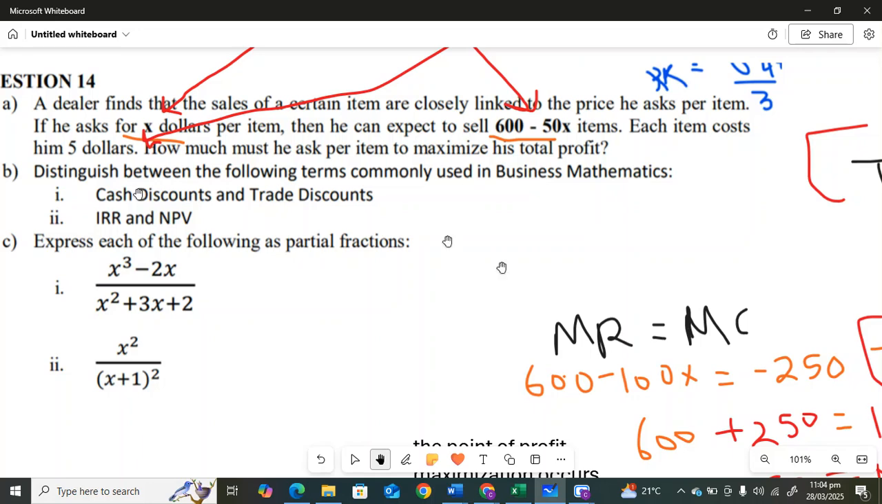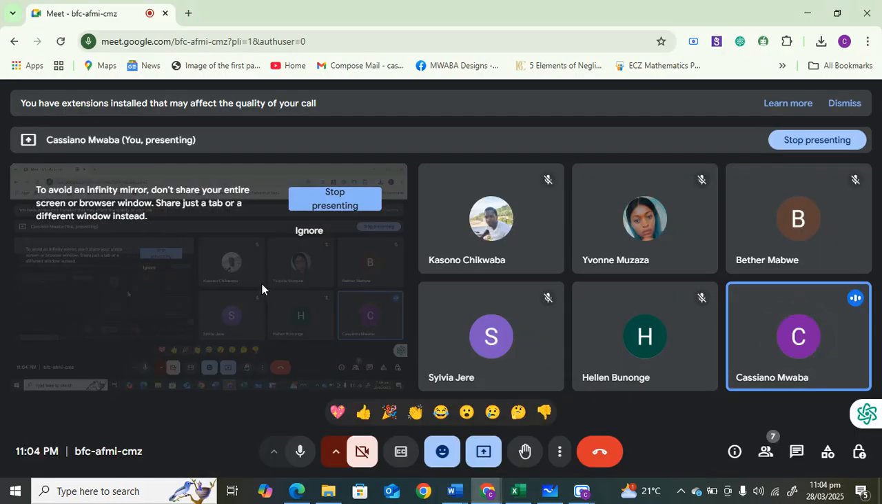Then a trade discount. This is where you're trying to promote bulk buying. You want to entice people to buy in bulk. I believe we've experienced both kinds of discounts, both cash and trade discounts. So when you buy in bulk, you're given a discount. Or if you're owing someone, they tell you, pay me quickly and I'll give you a discount. That is the difference between a cash and a trade discount. Any questions?